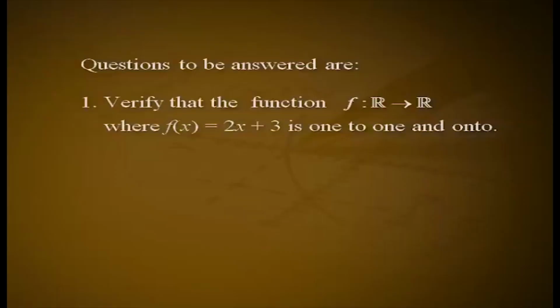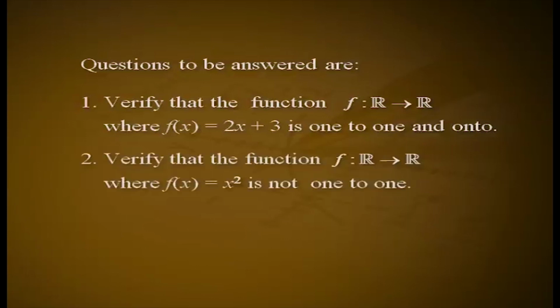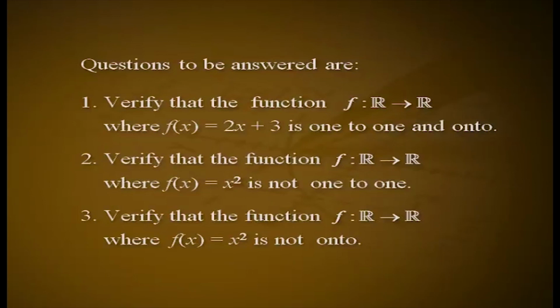Now, try to answer the following questions. Verify that the function f from R to R where f of x is equal to 2x plus 3 is 1 to 1 and onto. Verify that the function f from R to R where f of x is equal to x squared is not 1 to 1. Verify that the function f from R to R where f of x is equal to x squared is not onto.